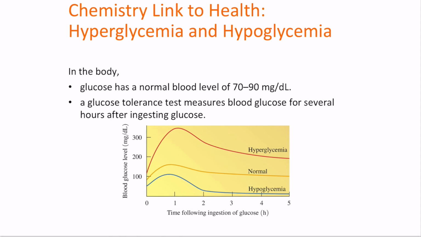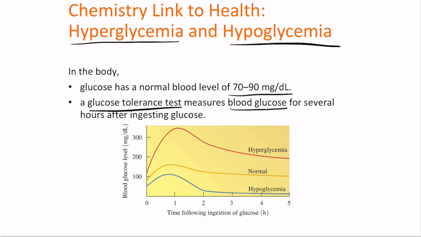So one of the most common conditions linked to your health are hyperglycemia and hypoglycemia. In the body, your glucose has a normal blood level of 70 to 90. A glucose tolerance test is generally used to measure the blood glucose for several hours after ingesting glucose. Now, if the sugar is less than normal, we call it hypoglycemia, and if sugar is more than normal, you enter a state called hyperglycemia.